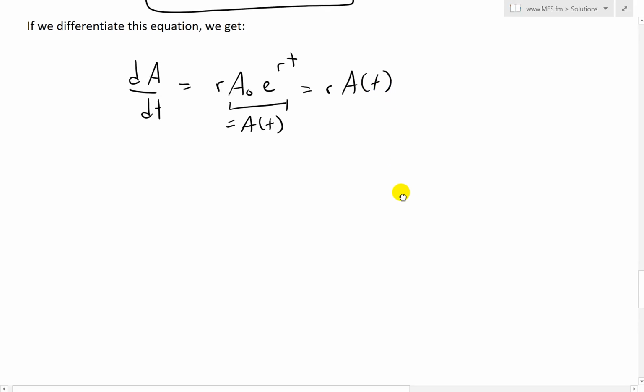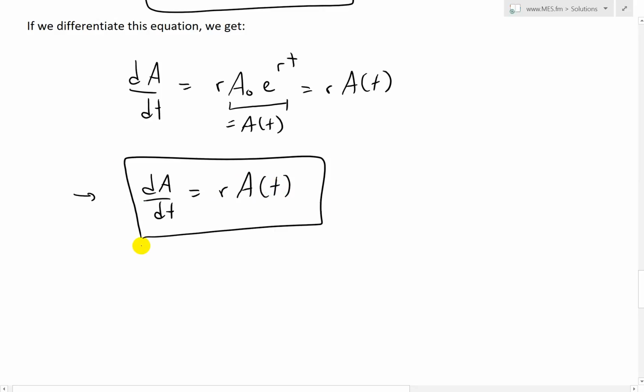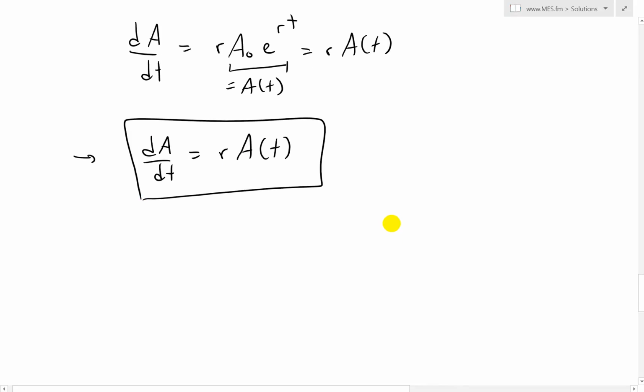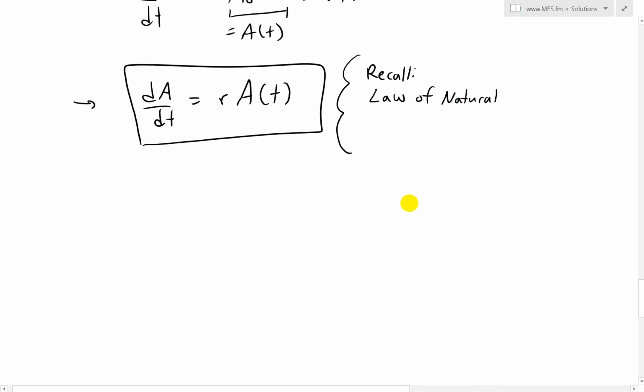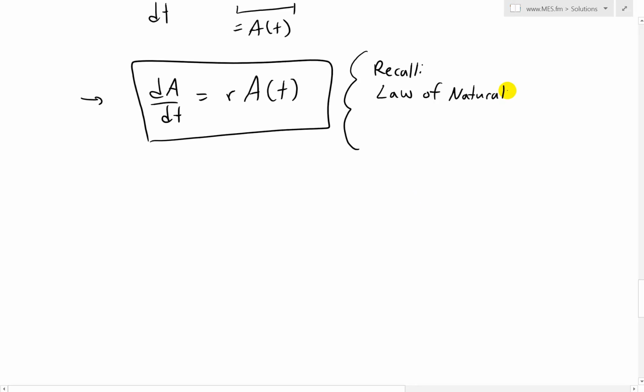In other words, what we end up getting is dA over dt equals r A of t, which is the exact same thing as our other ones, which was dy over dt equals ky. In other words, I'll just put it in bubbles in a cloud right here. Recall the law of natural growth or decay that I've gone over in my earlier videos, and I'll put all that in the video links below, in our exponential growth and decay video, natural growth.